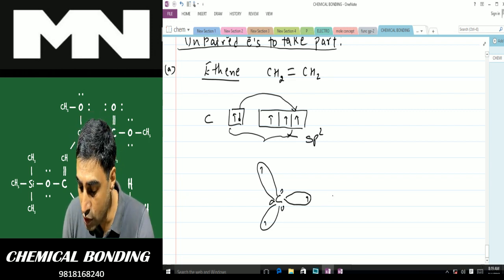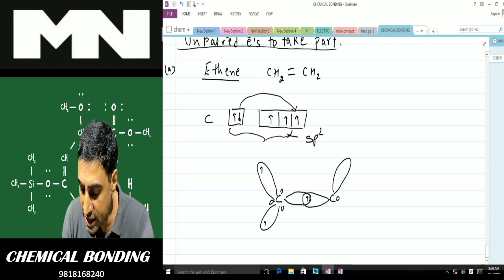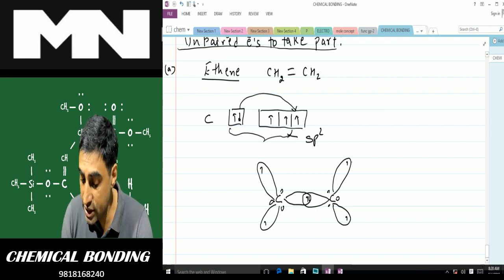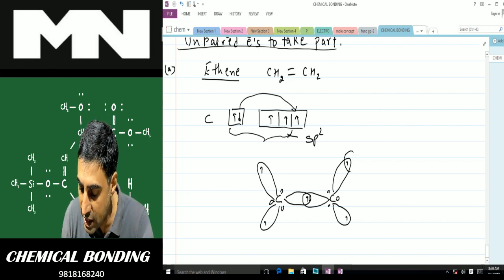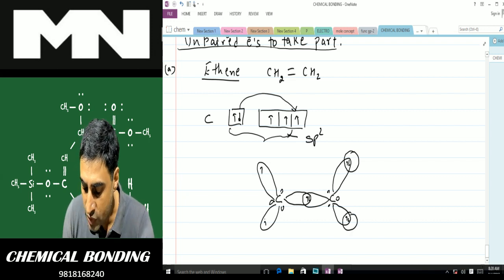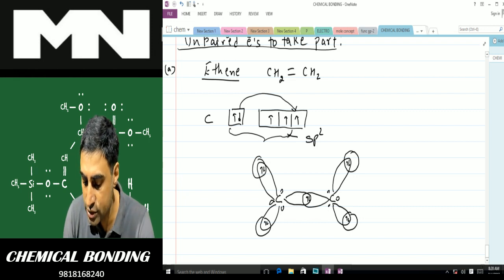Likewise, if I talk about another carbon, it has one hybrid orbital with an unpaired electron, a second hybrid orbital with an unpaired electron, and a third hybrid orbital with an unpaired electron. These unpaired electrons are going to overlap with hydrogen. So here you have a carbon hydrogen bond, here also you have a carbon hydrogen bond, and here you will have a carbon hydrogen bond. In both these carbons, this is the electron which has not undergone hybridization.